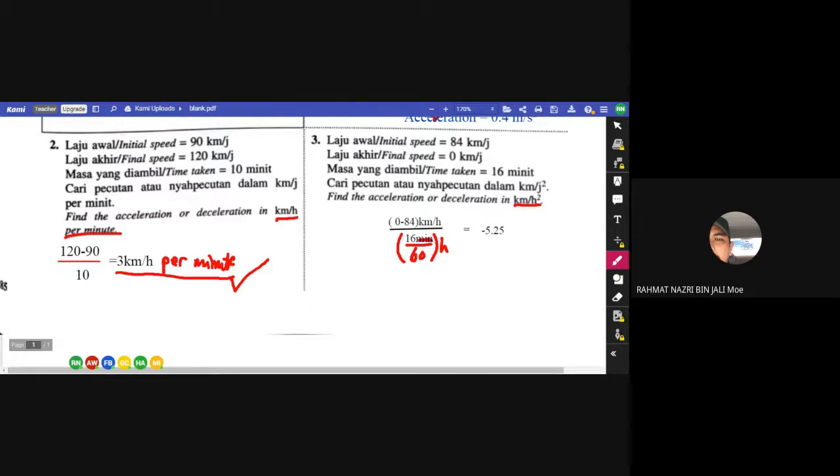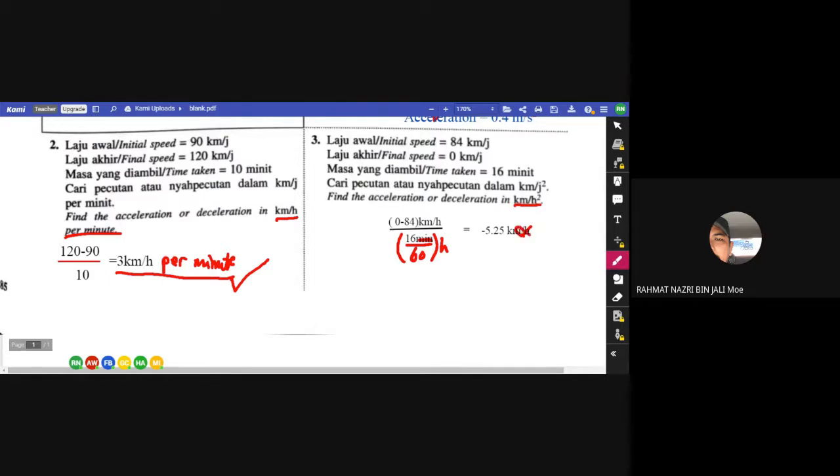Negative, macam salah. Siap. Okay, saya check. Start typing.